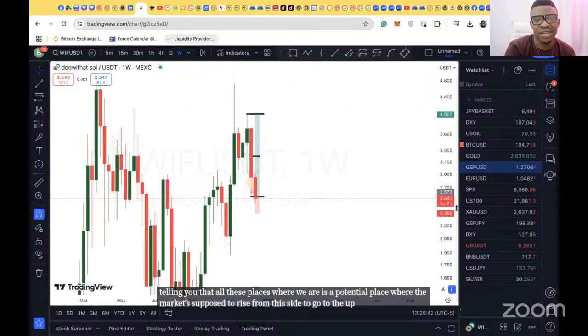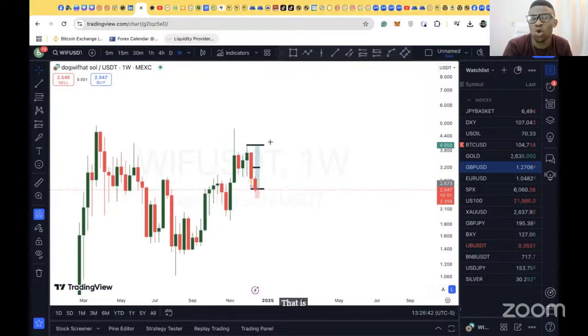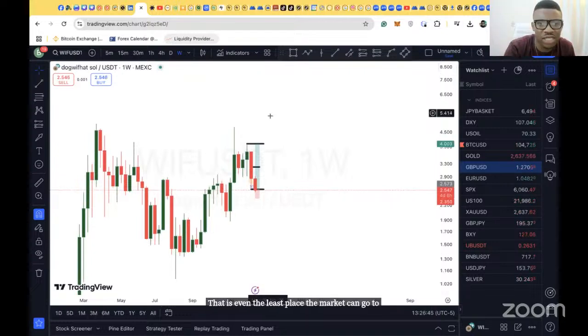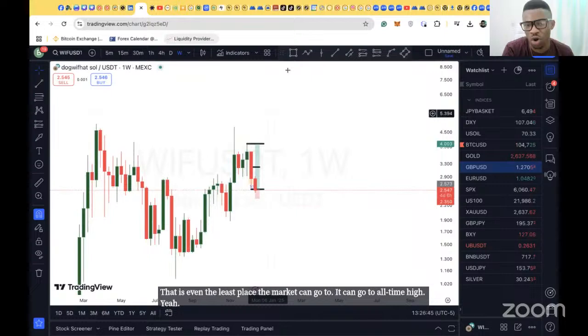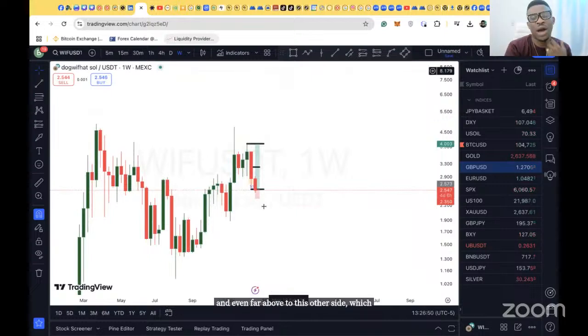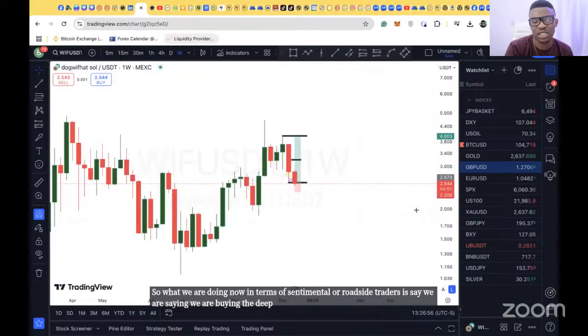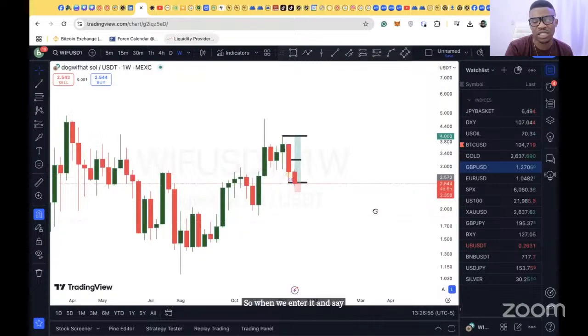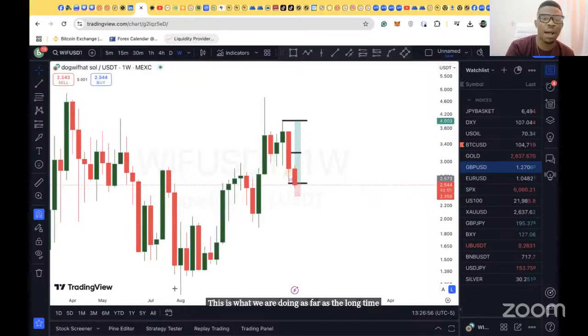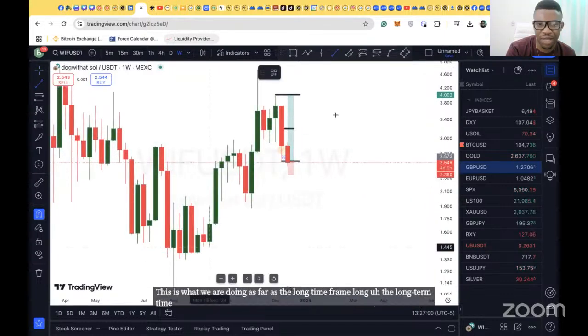And even this upside is the least place the market can go to. It can go to all-time high here and even far above to this other side, which is the bull run. So what we are doing now, in terms of sentimental or roadside traders, is we are saying we are buying the dip. So when you hear traders say we are buying the dip, this is what we are doing as far as the long-term time frame, the weekly time frame, is concerned.